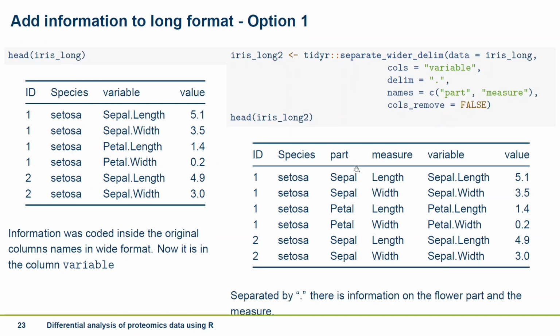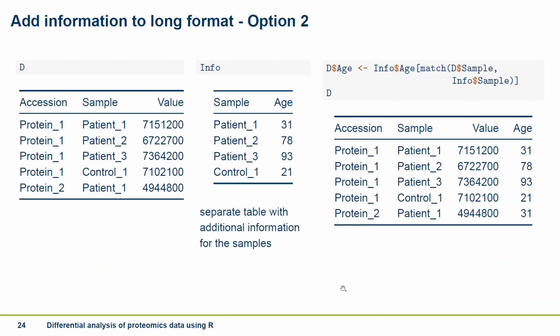So here in this case, you can see the result that it now separated the part of the flower and the measure, but still keeps this original variable here. Because here in this data set, we had this information of flower part and measure in one column, but want to separate it to maybe use it later in some plot.